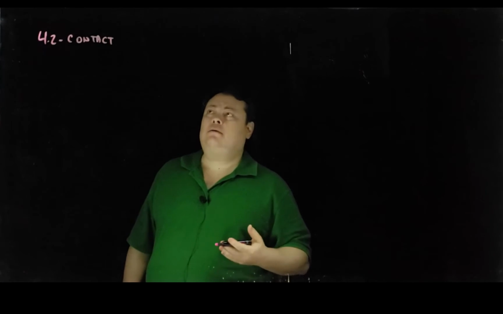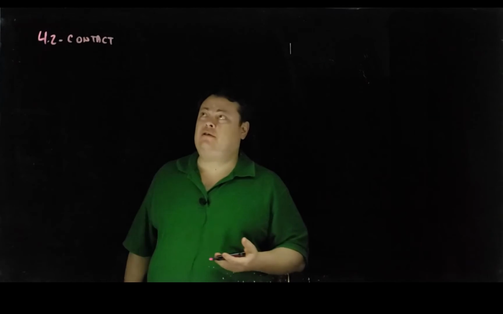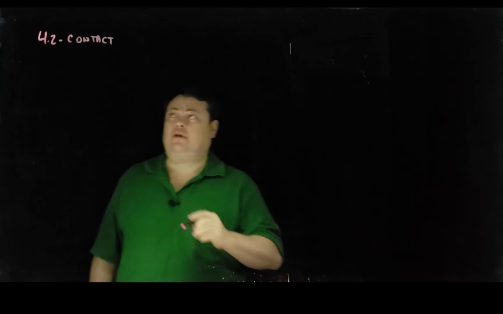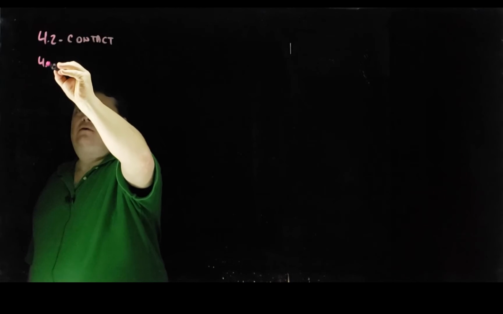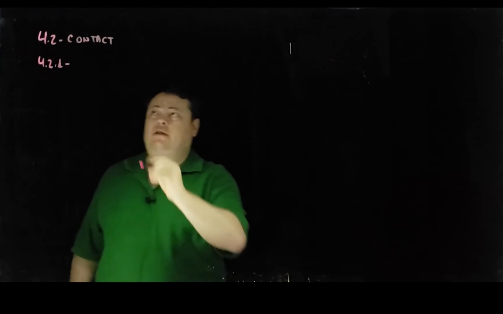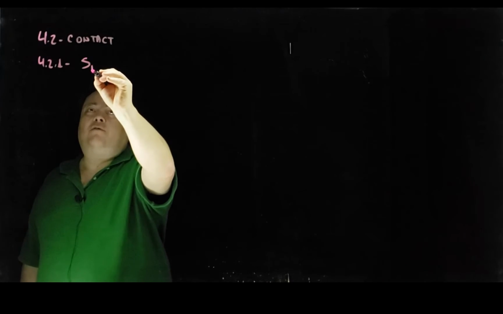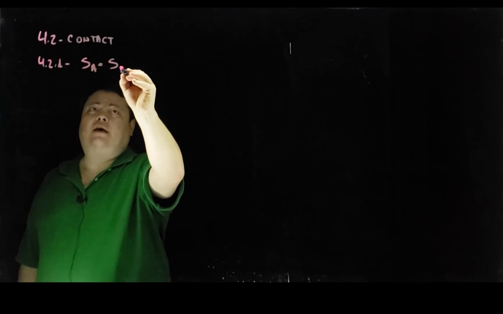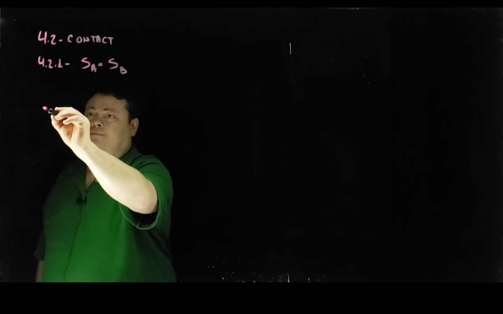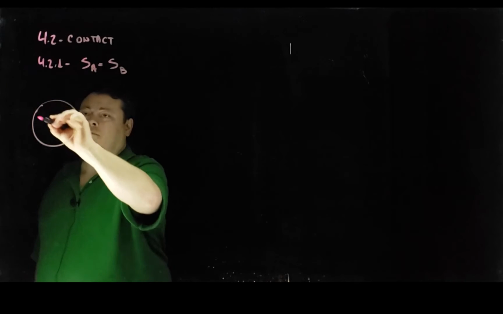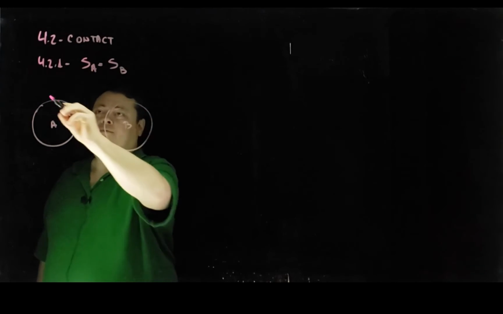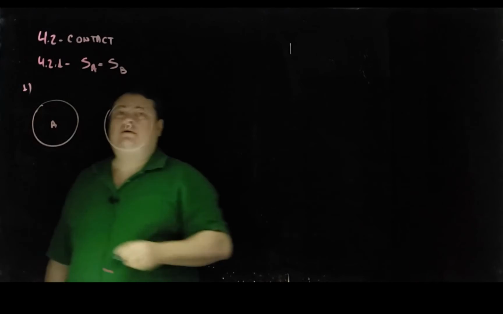The next method of charging that we're going to discuss is charging by contact. And the first scenario I want to analyze is when I have two conductor spheres and the surface area of the first one is equal to the surface area of the second one. So let's consider here A and B. This is my scenario number one.